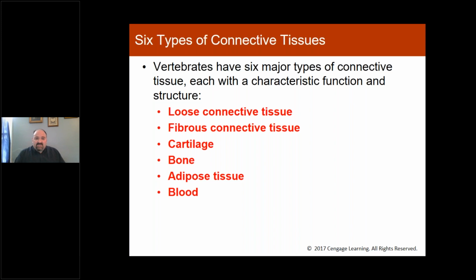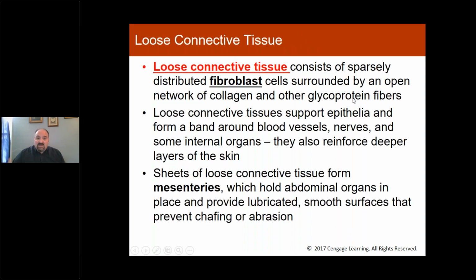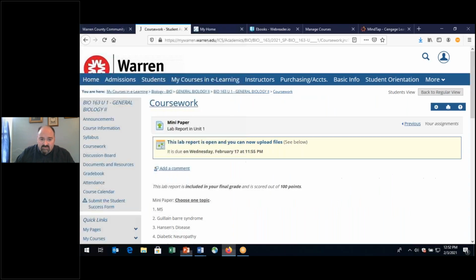So types of connective tissue. We have loose, we have fibrous, or we could say dense, cartilage, bone, adipose tissue, and blood. Okay, 6 major types. So this loose connective tissue, and I'll show you an image of it here.